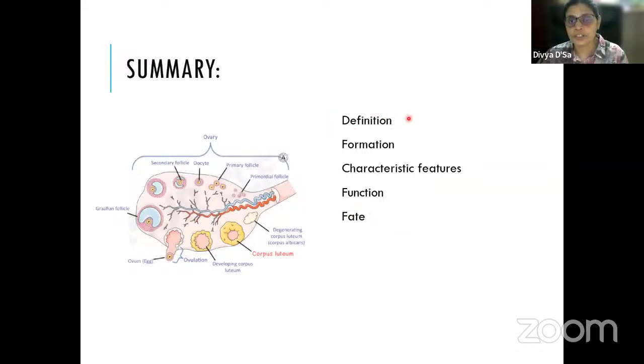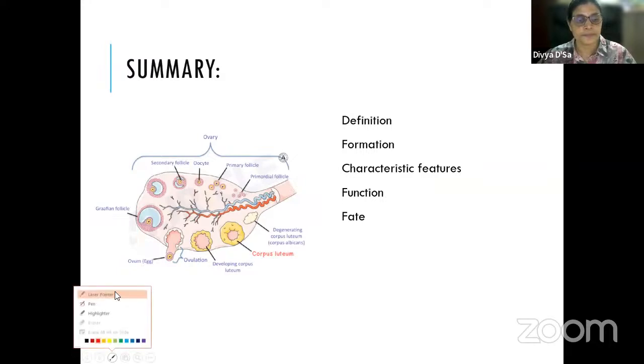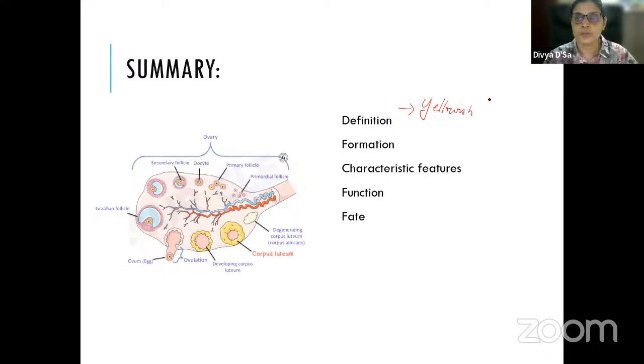So what is corpus luteum? How will you write the answer? In the definition, what is this corpus luteum? It is a yellowish hormone secreting cell mass.